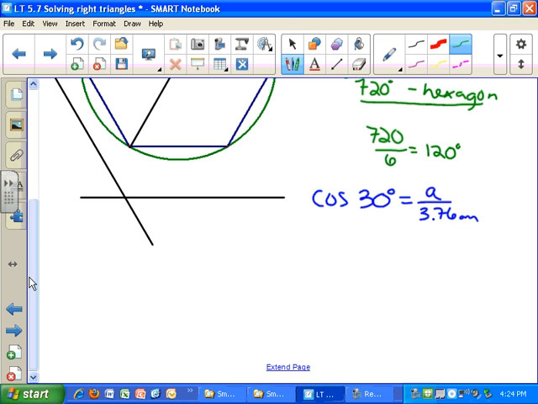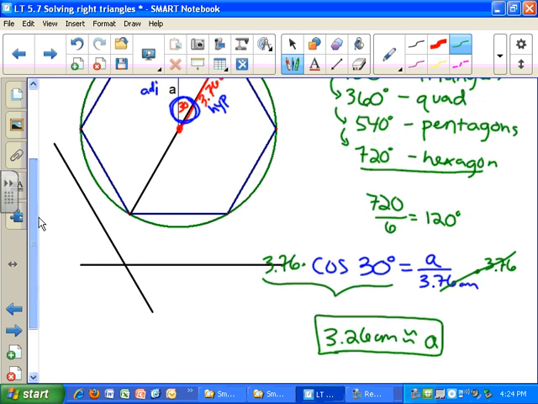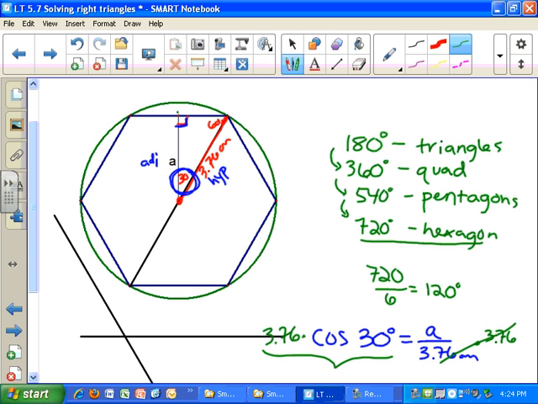So now we're solving for A. We have to get rid of dividing by 3.76, so it cancels. Multiply this side by 3.76. If you type all that into your calculator, we get A is approximately 3.26 centimeters. Okay. Which seems right again. We mentioned that the apothem was a little bit shorter than the radius because it doesn't quite reach out all the way to the end. So 3.26, about half a centimeter short of the radius. I'd say that looks about right.